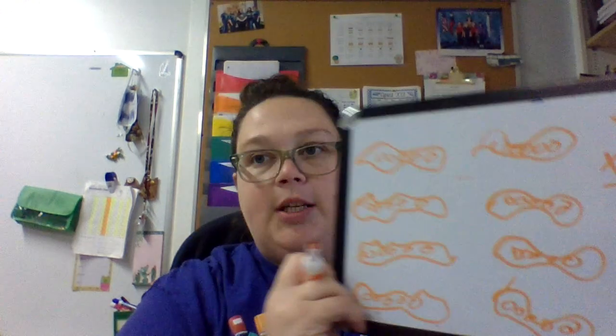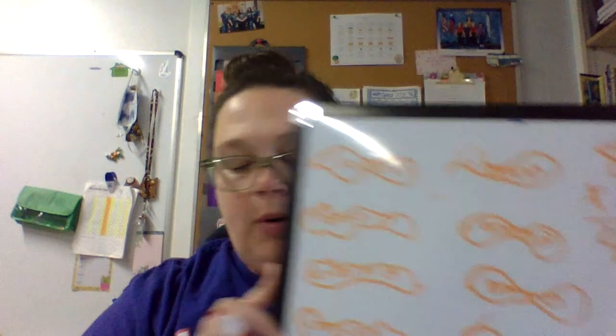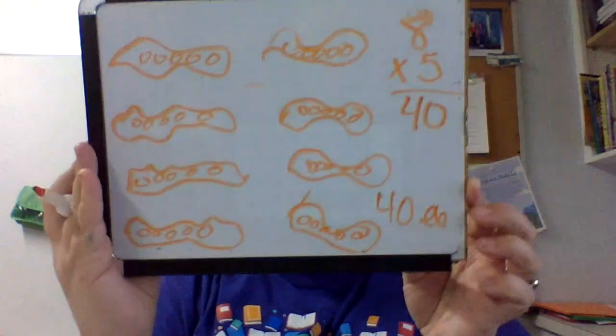So now we have 8 times 5, because that means there's 8 groups and there's 5 in each group. Okay, 8 times 5. You can count by 5. 5, 10, 15, 20, 25, 30, 35, 40. 8 times 5 is 40. How many elephants are there drinking water? There are 40 elephants.